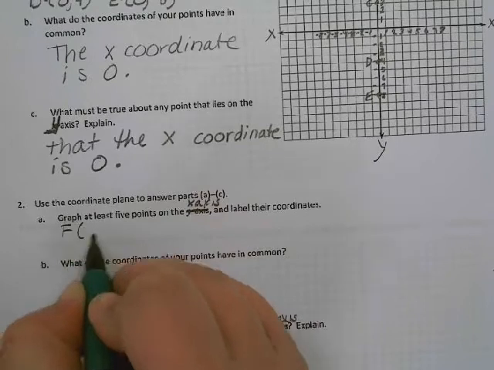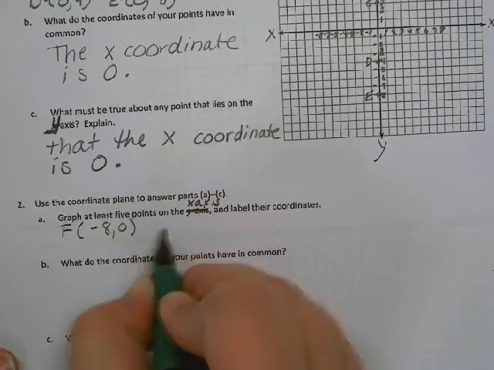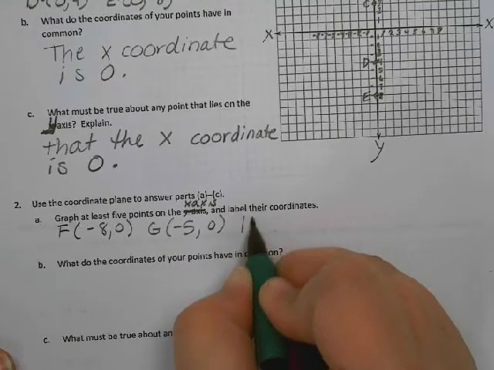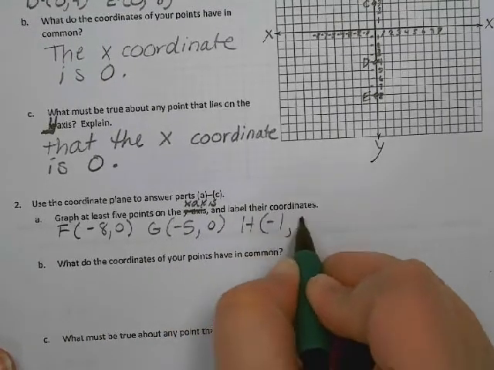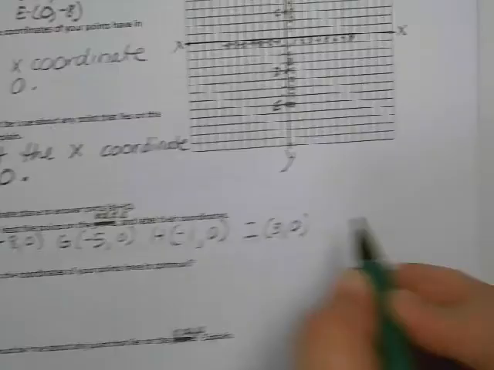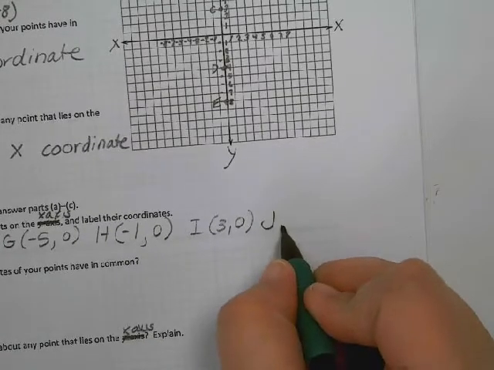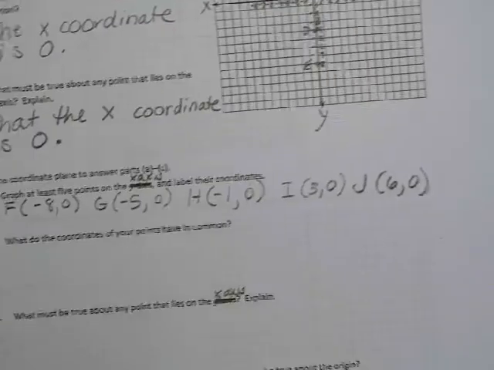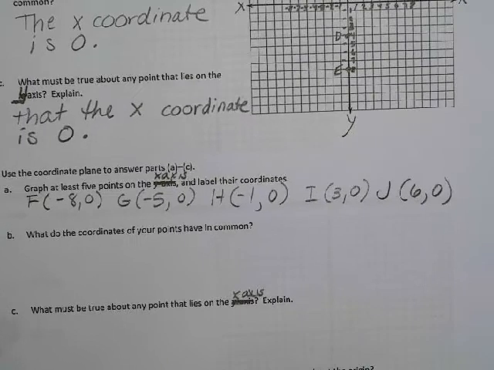So F will be -8, 0. G will be -5, 0. H will be -1, 0. I will be 3, 0. And J will be 6, 0. So I'm going to give you a couple minutes and I want you to go ahead and graph all of those points.